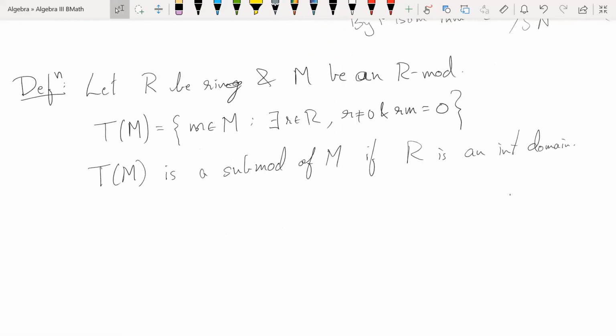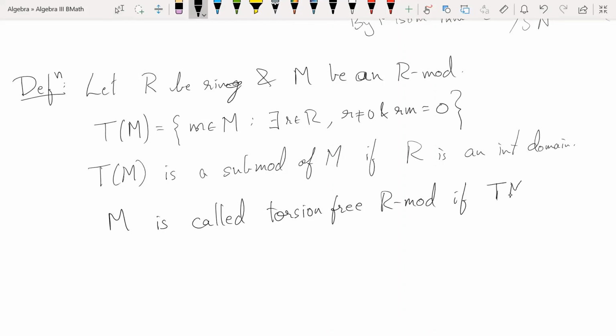So Tm is the torsion module of M, and let R be an integral domain. So first of all, some definition. M is called a torsion free R module if Tm, the torsion part of M, is 0. Yeah, so 0 has to be there, but there is nothing more.